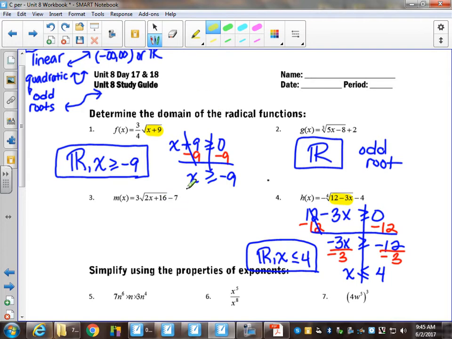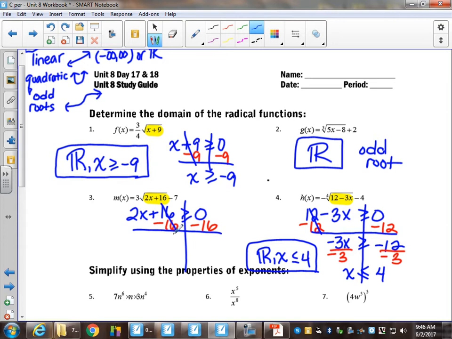Number 3, what do I highlight? Yes, highlight 2x plus 16. Anybody have an extra pencil? So I take 2x plus 16 and I set it what? Greater than or equal to 0. What would I do first to solve? Oh, nice. That's a question. That becomes 2x is greater than or equal to negative 16.